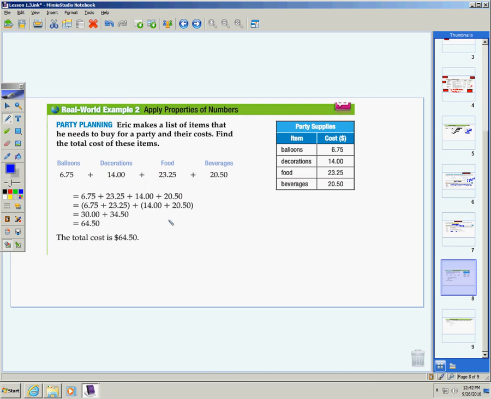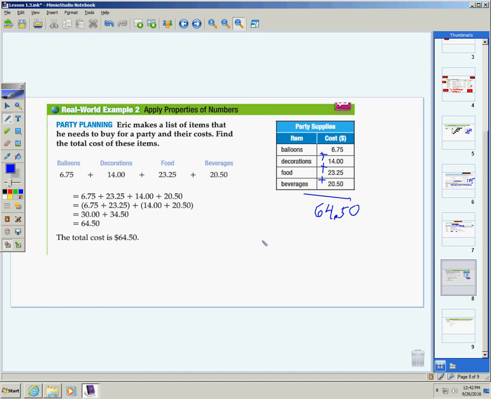So we've got Eric, who makes a list of items that he needs to buy for a party and their cost. We want to find the total cost. Obviously, if you wanted to find the total cost, you would just add them all up together and you would get $64.50. But let's say you're stranded on a desert island and you don't have a calculator and you just need to somehow do this answer in your head.